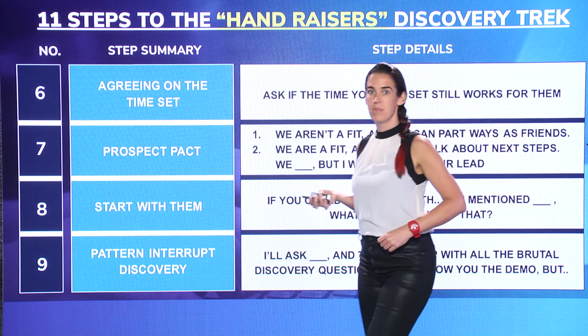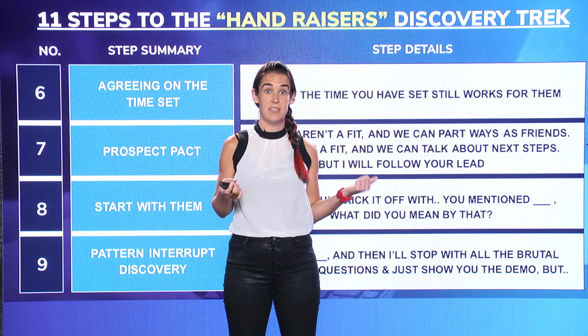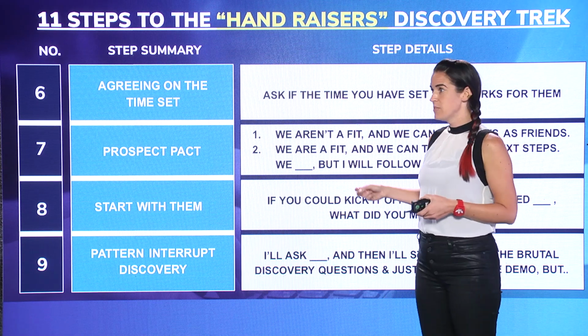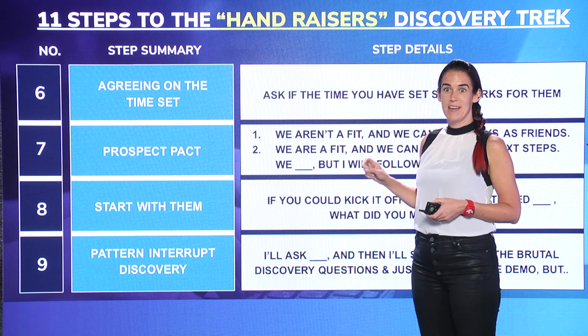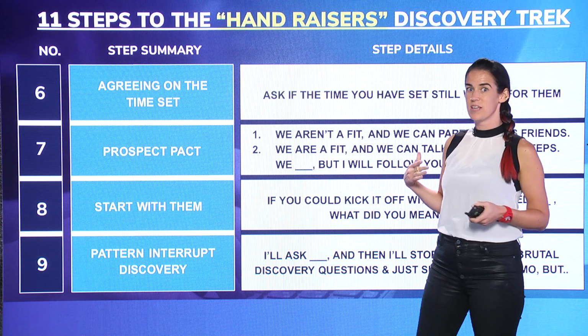The next part, I would agree to the time that's set. So I'd ask them, hey, Ben, we originally outlined that we have 45 minutes for today's time. Does that still work? And then I would set what's called a prospect pact for them. If you want to know more about the prospect pact, then you can go into the cold call session and the core sessions, but essentially it goes like this.